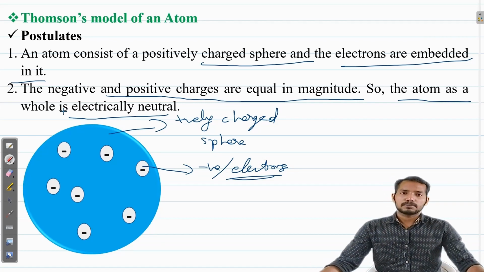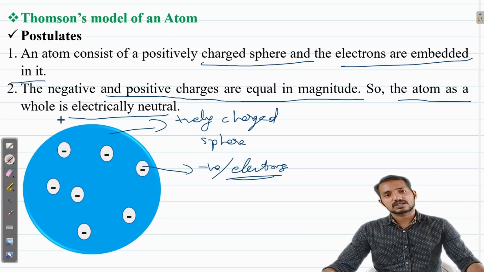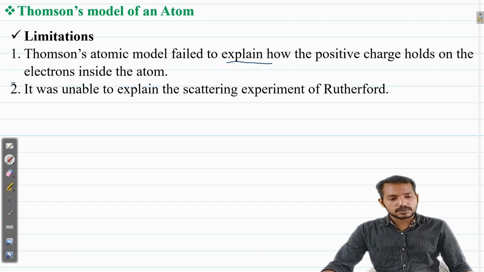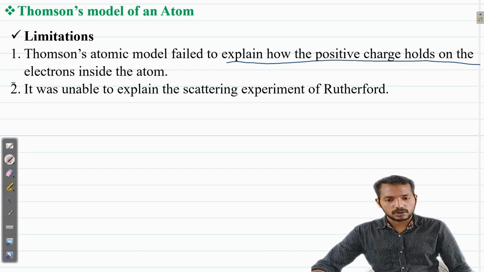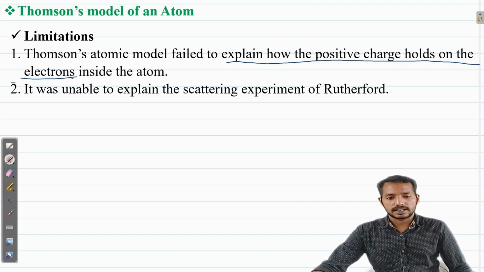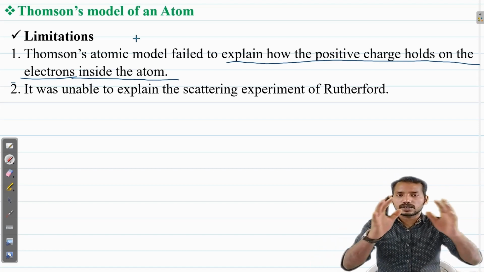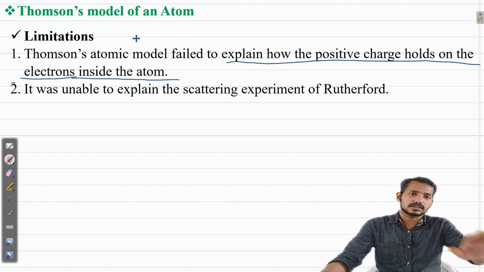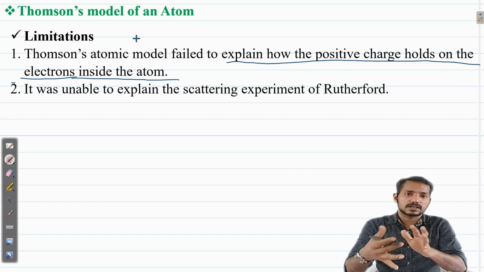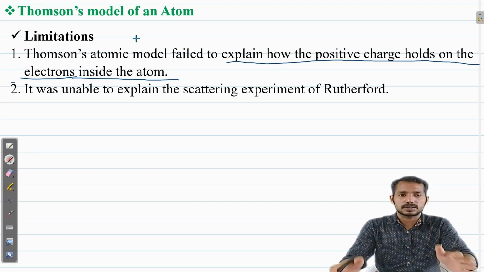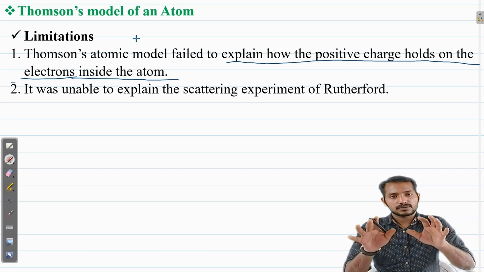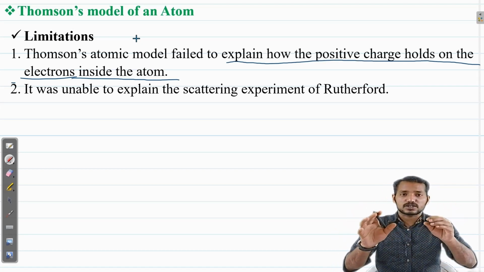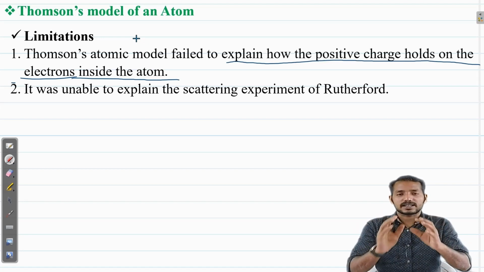Let's see what the limitations of J.J. Thomson's model of the atom are. The first limitation is that the model failed to explain how the positive charge holds the electrons inside the atom. Because we already know that there is an interaction between negative and positive charges, that means an attractive force, and in the case of like charges, there will be a repulsive force. So, if the electrons are embedded in the positively charged sphere, how will these electrons interact with each other?